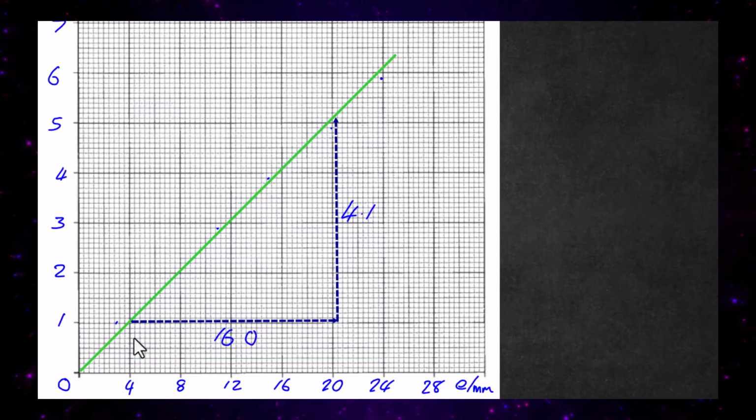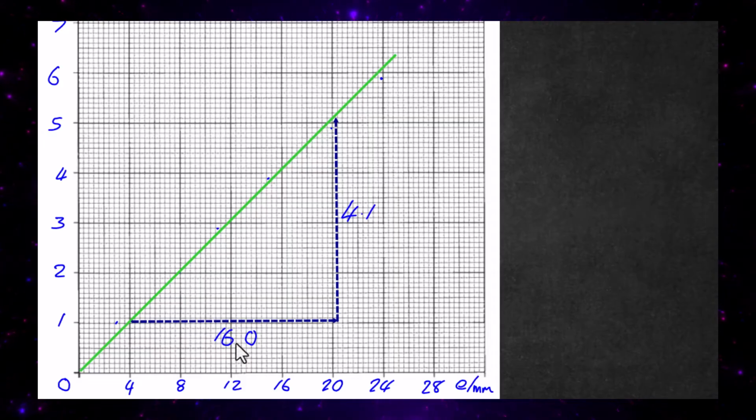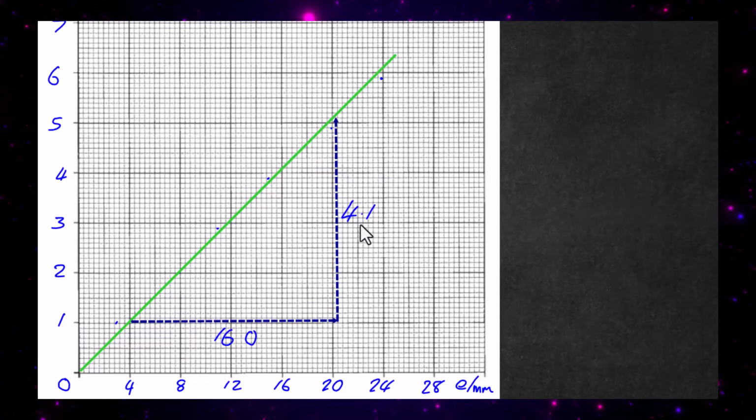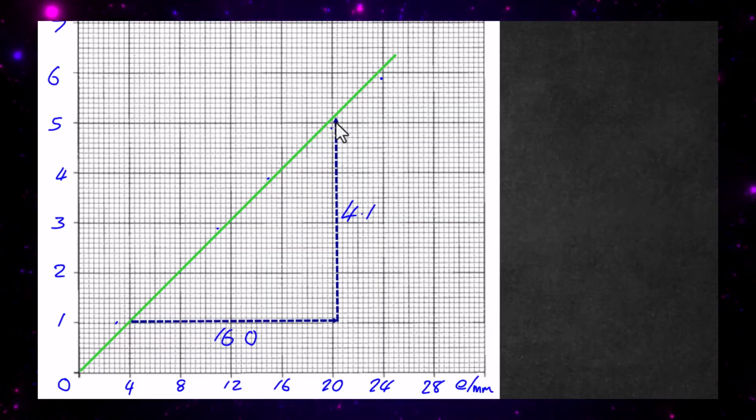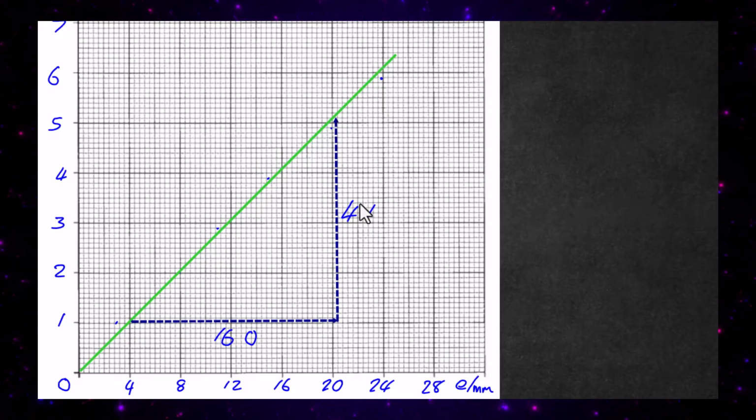So going from 4 along to 20 is a change of 16 millimetres, just remember that. And up here is a change in force, so from 1 up to this point here, 5, which is just about 5.1, so it's going to be 4.1 and 16.